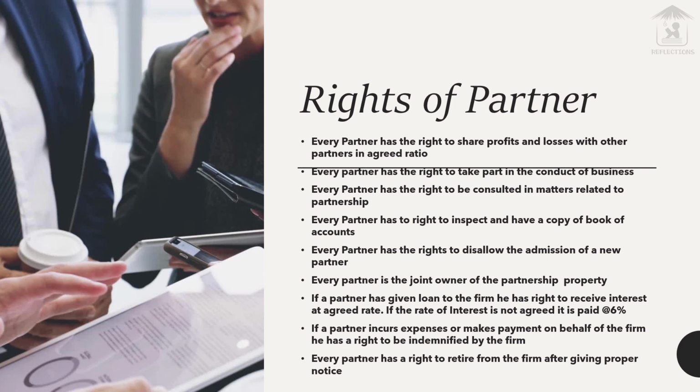If a partner has given a loan to the firm, he has the right to receive interest at an agreed rate. If the rate of interest is not agreed earlier, it would be paid at 6% per annum. If the partner incurs expenses or makes payment on behalf of the firm, he has the right to be indemnified by the firm. So if I spend for the firm, it will have to give it back to me. Every partner has the right to retire from the firm after giving proper notice. If you don't want to continue to be a partner, give them a retirement notice and you can withdraw.